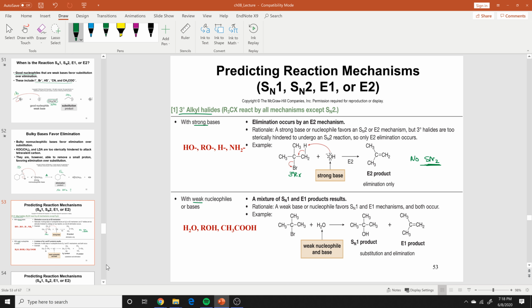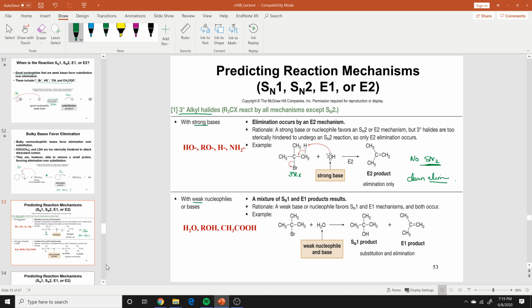So the mechanism is going to go precisely by E2, and we call that a clean elimination. This means that your only product is elimination, and we use it too much whenever you want to synthesize an alkene, because you can go straight to your product in there. There will be no other byproducts, so the purification of this product will be easy. The list of strong bases that we can use with this tertiary alkyl halide to get the E2 product are all of these bases in here.